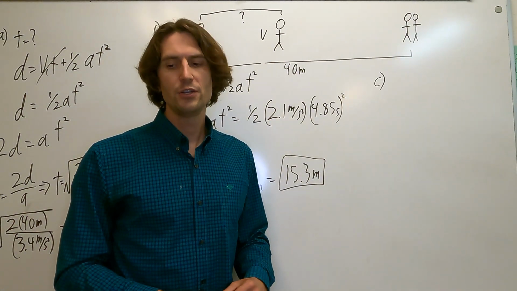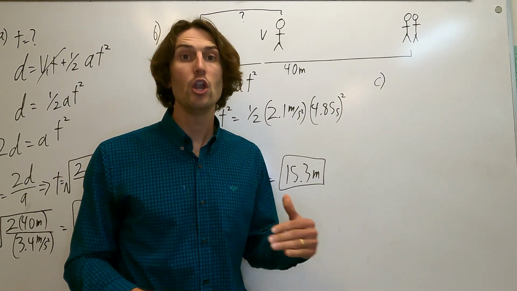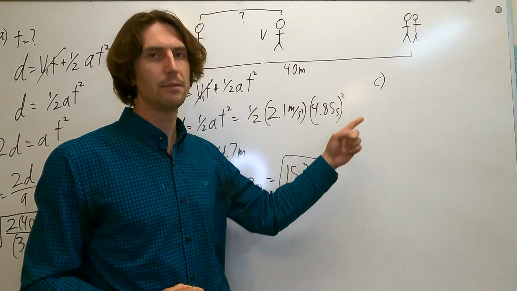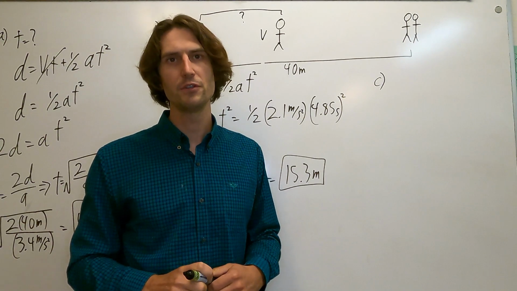Let's do part 3, finish this up. We want to know how fast they are both going when they are meeting up. They are not going to have the same velocity, right? They are traveling different distances in the same amount of time. They have different accelerations, so they are definitely going to be going different speeds.